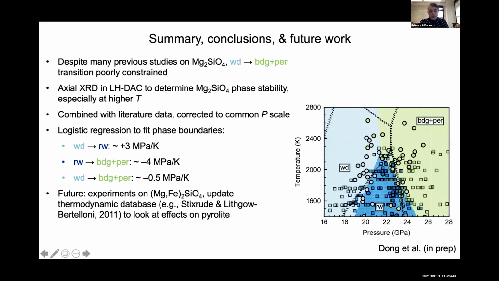In the future, we have collected some preliminary data on Mg2SiO4 that we have yet to look at. We're also hoping to collaborate with Lars Stickshard on updating their thermodynamic database with these new data, so that we can actually look at what this would mean for pyrrolite. Because of course the mantle is not Mg2SiO4, it's a much more complex rock. But having better data on these kinds of end members lets us make better predictions for pyrrolite.